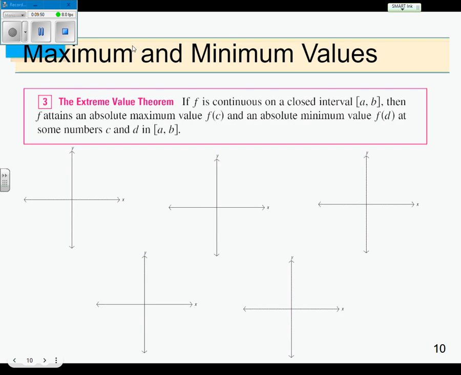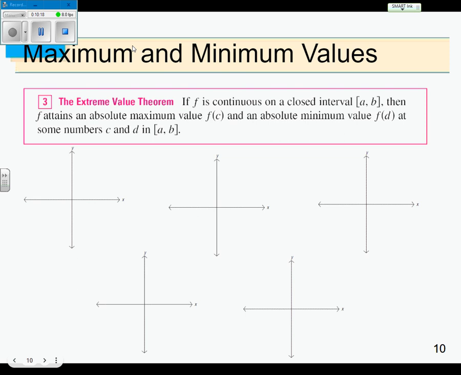Okay, so this brings me to a very important theorem known as the extreme value theorem. The extreme value theorem: if I am on a closed interval from a to b, then f attains an absolute maximum value and an absolute minimum value, f of c and f of d, at some numbers c and d in [a, b]. What does that mean?